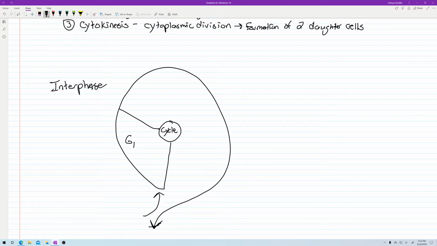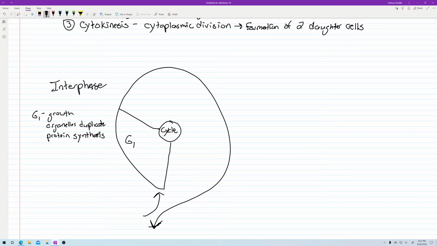That is just a growth phase. So G1 is growth. The organelles duplicate, and you get protein synthesis. So the cell's growing up, doing its thing.